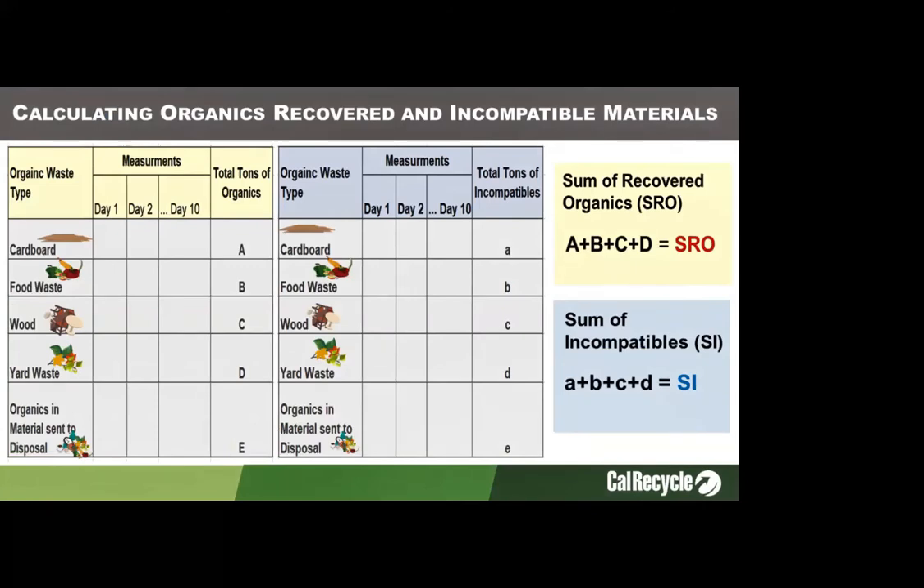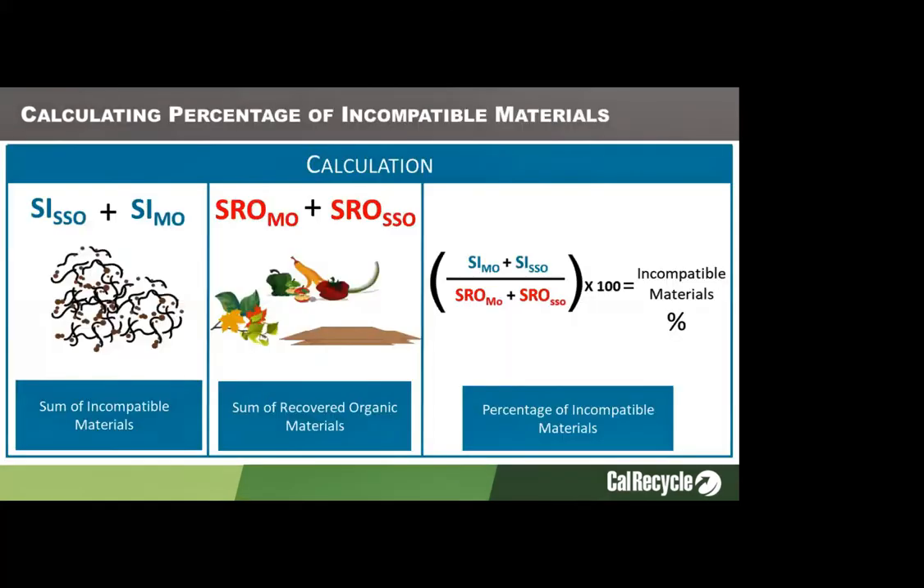The method to determine the sum of incompatibles, represented here as SI, is the same as it is to determine the SRO, sum of recovered organics, from the MO or SSO. However, for the incompatible materials, you have to go a step further and calculate the percentage of incompatibles in all recovered organic waste, which can be determined by using this equation. This will give you the percentage of incompatible materials in all recovered organic waste for that reporting period.